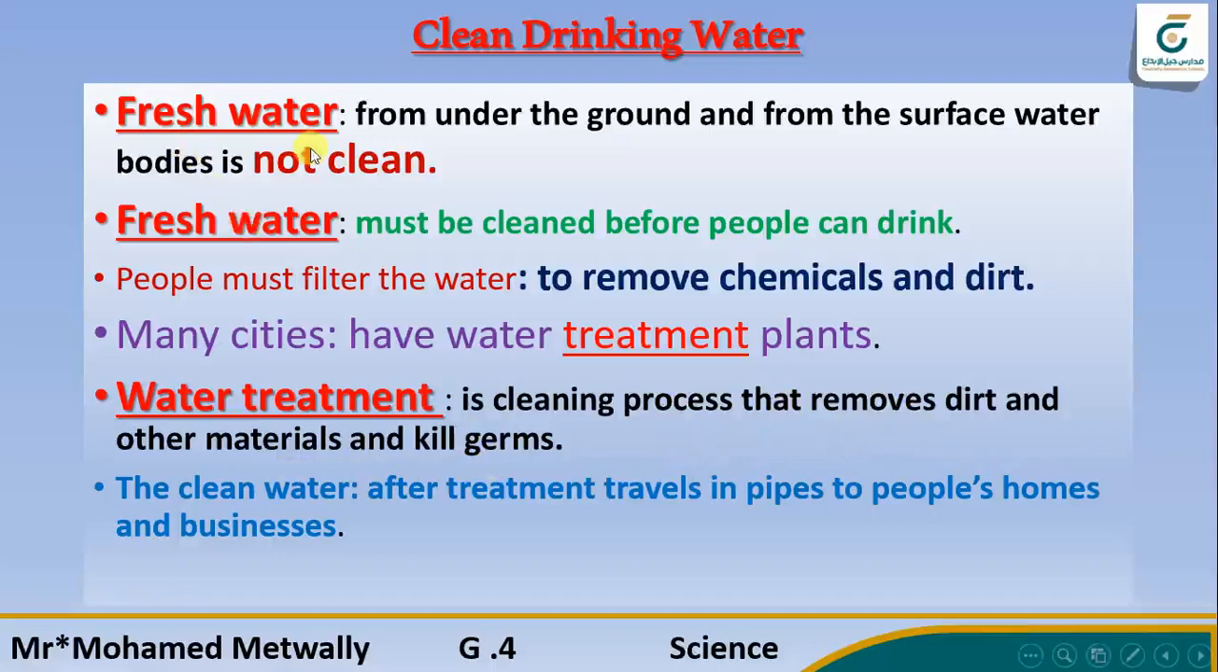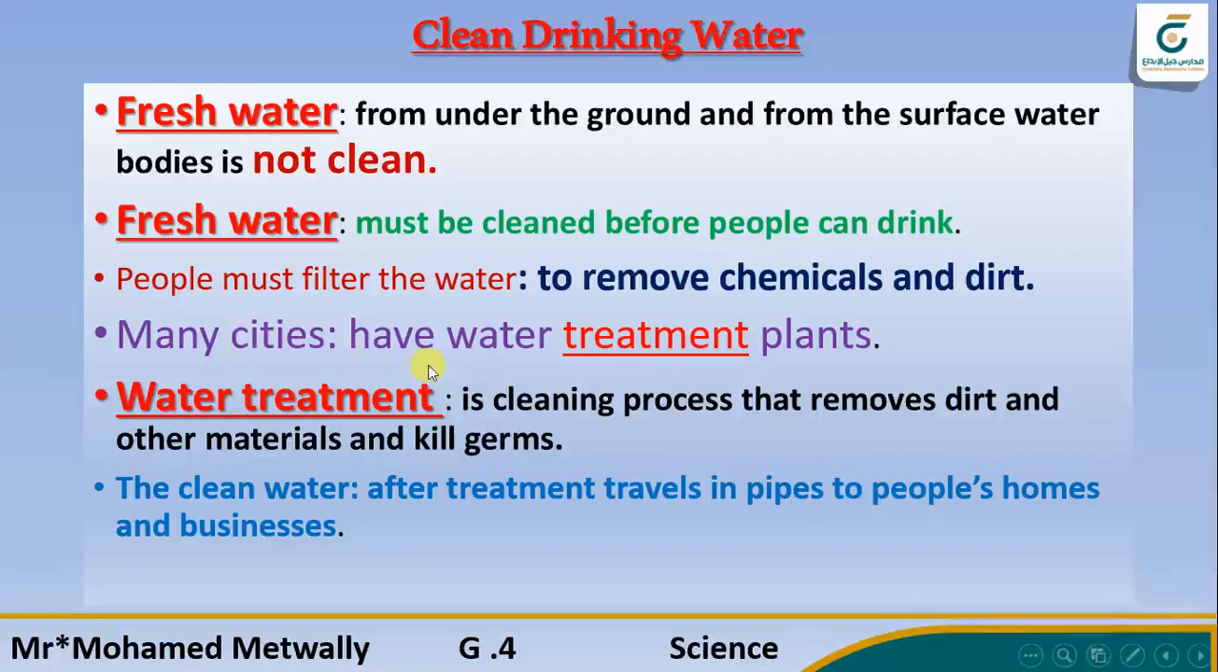So, fresh water from underground and the surface water is not clean. We can't drink water directly from underground or from the surface. Fresh water must be cleaned before people can drink it. People must filter the water to remove chemicals and dirt, and to use the cleaned water for drinking, cooking, bathing, and showering. Some of the water may be used to irrigate the crops.